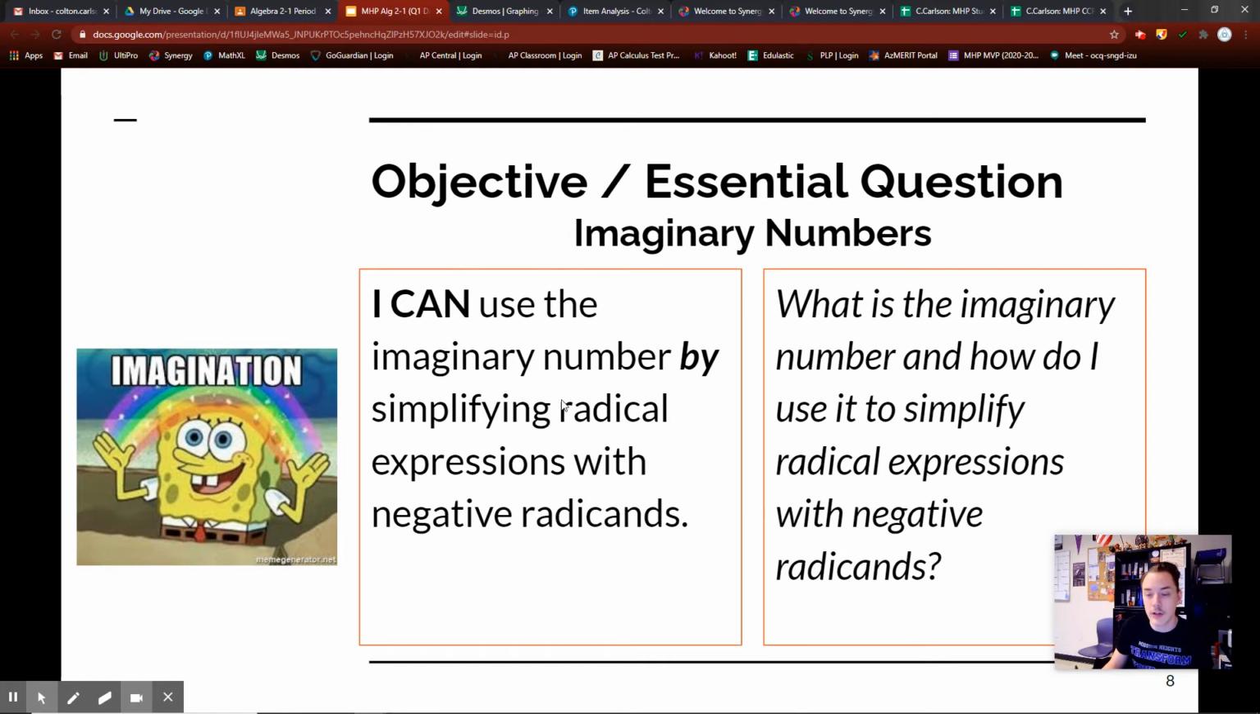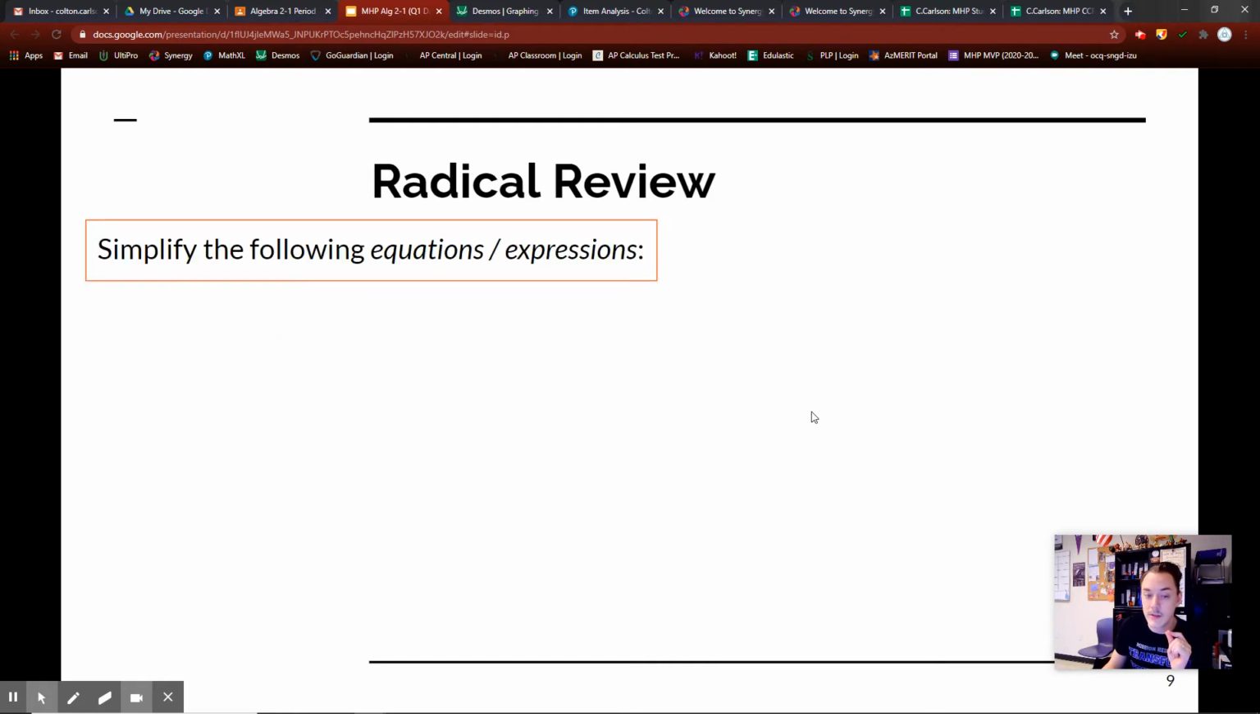What does that mean? I'll show you what it means. So I'm going to tell you what is an imaginary number and how do you use it to simplify radical expressions with negative radicands. What does that mean? Let's get started. Make sure you get the essential question down. Imaginary numbers. Let's go back to some radical review, okay?